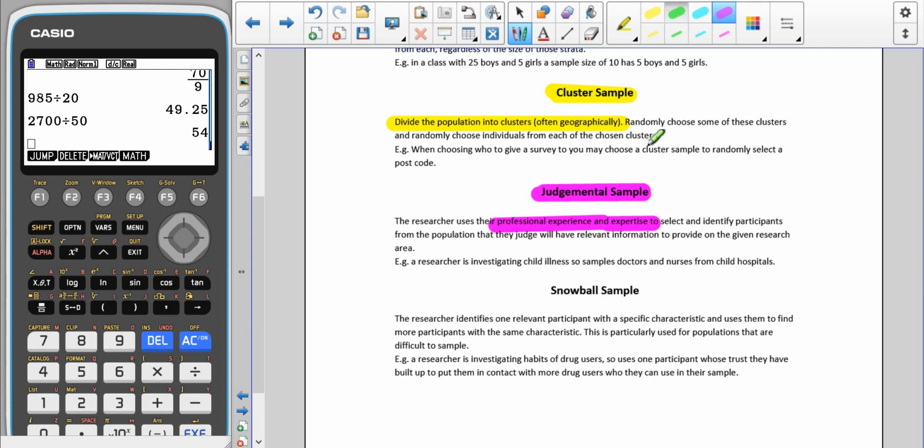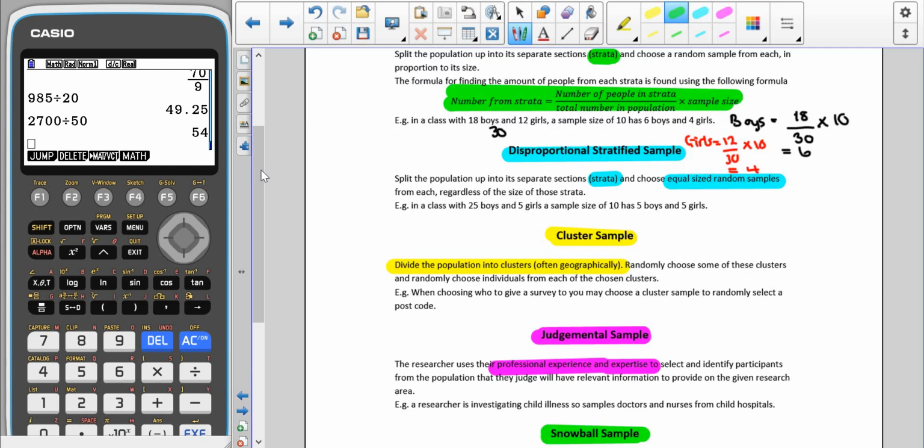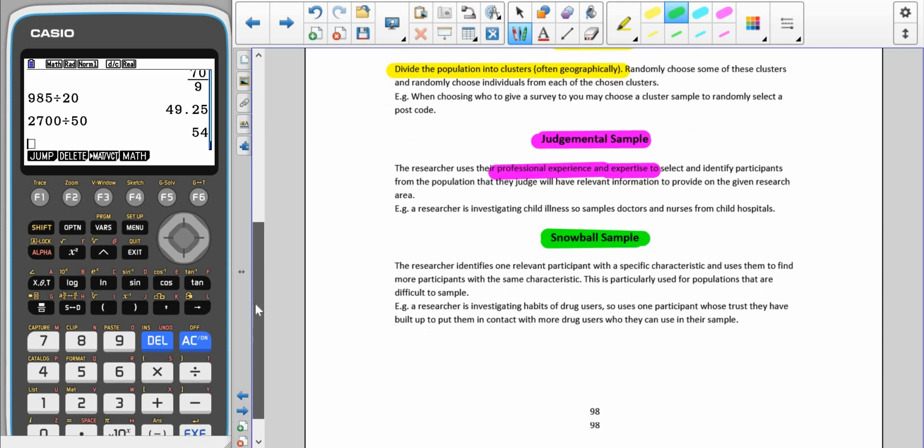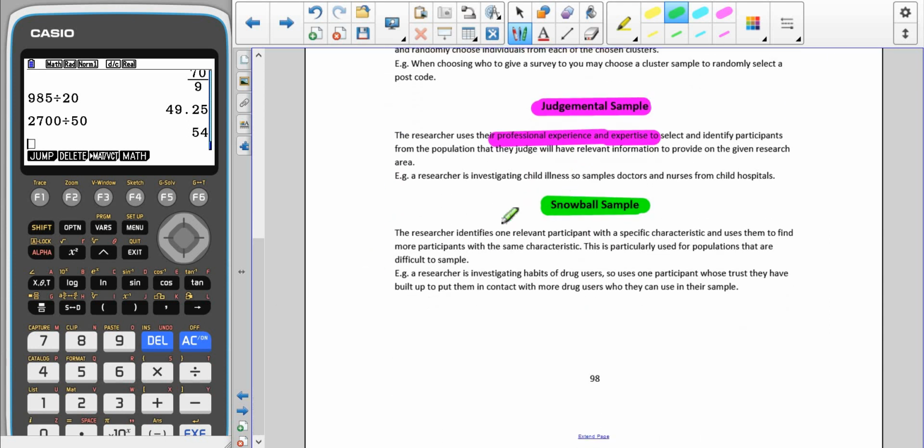The last sampling method that we're going to look at is called a snowball sample. Now, this is very good for if you're wanting to do research into groups which are unlikely to fill out a normal survey. So the researcher identifies one relevant participant with a specific characteristic and then uses them to find other participants with the same characteristic. This is particularly used for proportions that are difficult to sample.